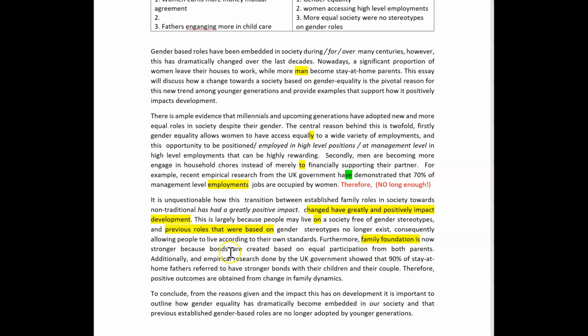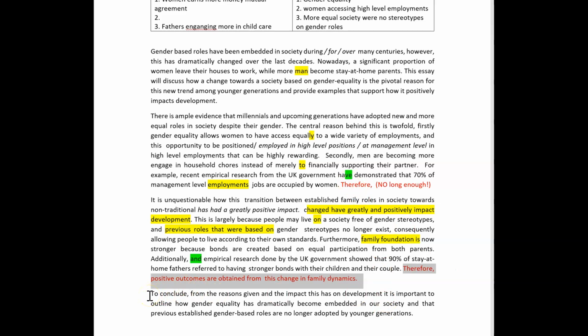Good. Additionally, now you can't have an empirical research that doesn't work. You either have empirical research or a study showed 90% of stay-at-home fathers referred to having. We refer to having, good, nice one though, stronger bonds with their children. Therefore, positive outcomes are obtained from this change. Good. Now the therefore sentence, yes, have it there, that's fine. You don't need it both times because this is long anyway.